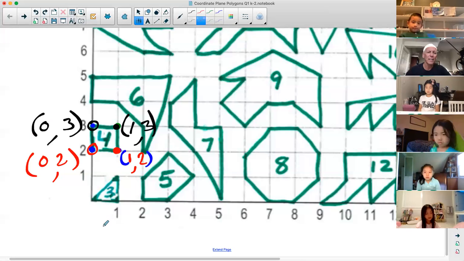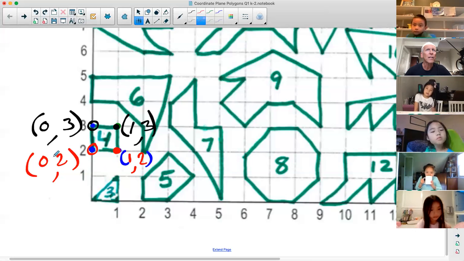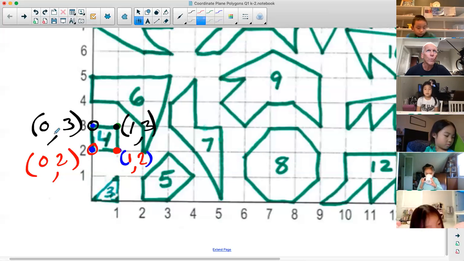So, Alice, next time I ask you, where is the quadrilateral? Do you know what you can say? Everybody listen to this. You ready? You could say, Mr. Kramer, it's the polygon at 0, 2, 0, 3, 1, 3, and 1, 2. That is the way to describe where it is.